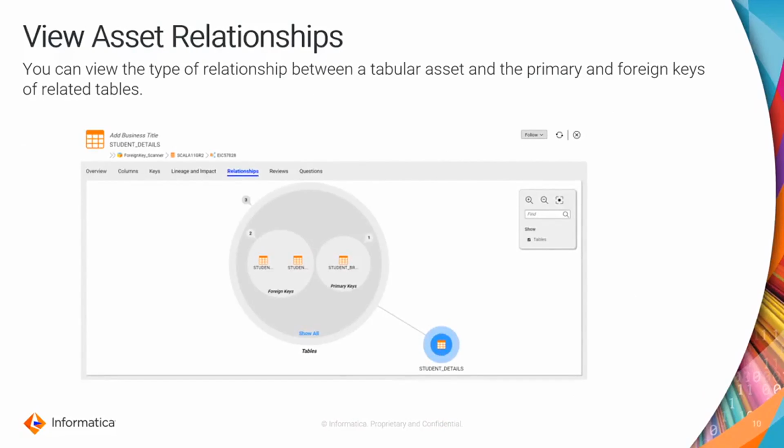View asset relationships. You can view the type of relationship between a tabular asset and the primary and foreign keys of related tables. For example, student details is an asset which has a foreign key relationship with these two tables and a primary key relationship with the student branch table. If there are any data domains tagged to this asset, those data domains will also appear in the relationship tab.